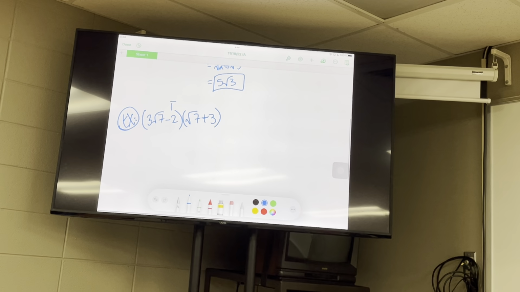But I'm going to FOIL this out, meaning I'm going to multiply the first terms together. So 3 square root of 7 times the square root of 7. Outer terms together, so plus 3 times 3 square root of 7. Inner terms together, so negative 2 times the square root of 7. And the last terms together, negative 2 times 3.